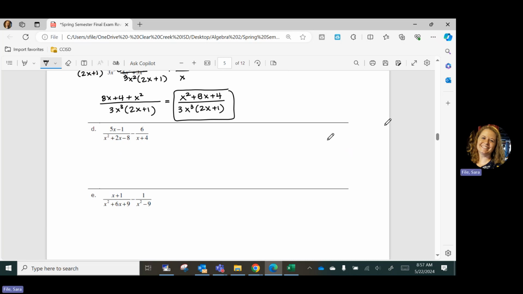All right, now these next two, D and E, are subtraction. So they are slightly different because of that minus. We just have an extra step to be careful of when combining the numerators.